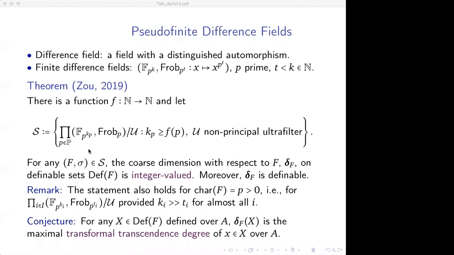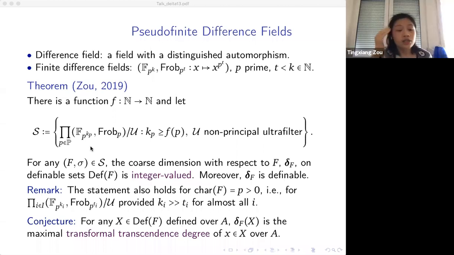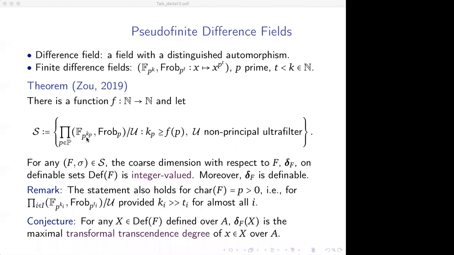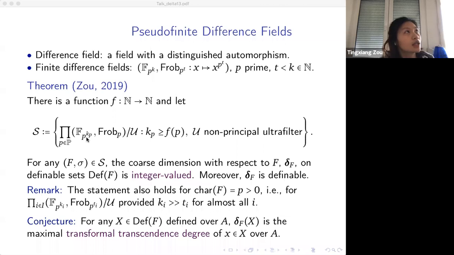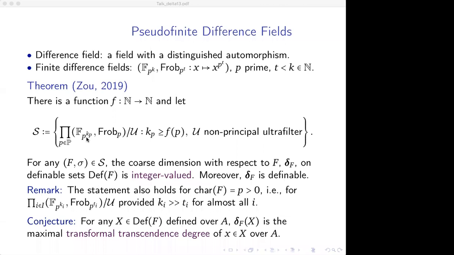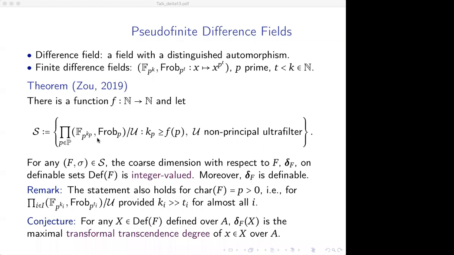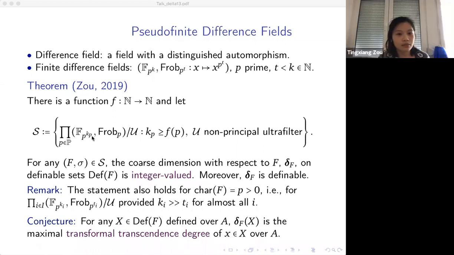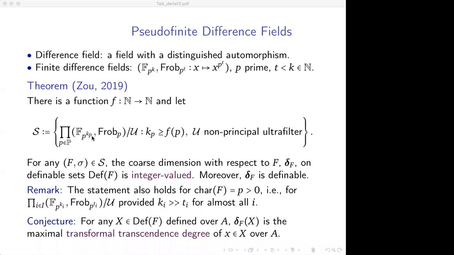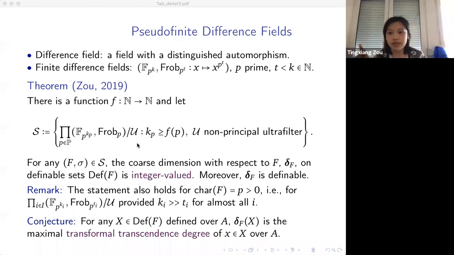Question: what is the function f used for in the definition? It's to make k_p very big. So if I take k_p to be two, and take the ultraproduct of all F_p squared, then actually I think it's just a pseudofinite field, because the automorphism is actually definable. Okay, so sigma squared is the identity, so it's definable in a pseudofinite field, and the structure is actually better.